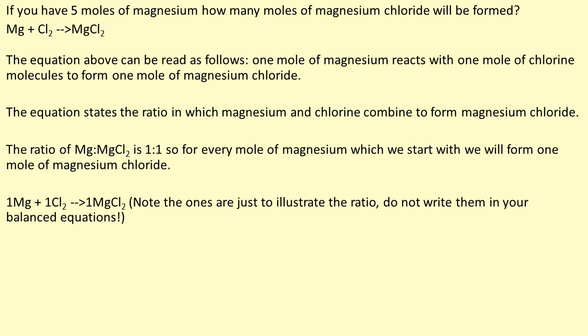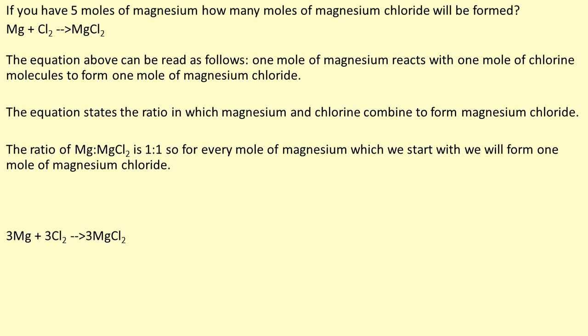If we want to adjust the chemical equation to work out what would happen if we had 3 moles of magnesium, what would the equation look like? We can do this by multiplying everything in the equation by 3. If we wanted to adjust the chemical equation to work out what would happen if we had half a mole of magnesium, what would we do? We can do this by dividing everything in the equation by 2.